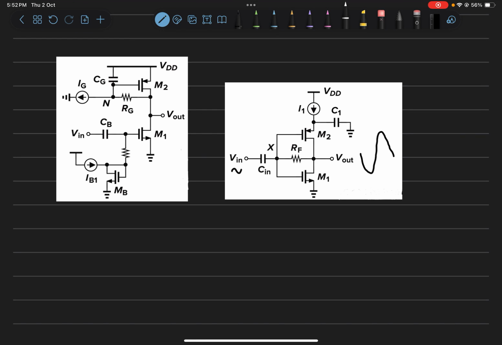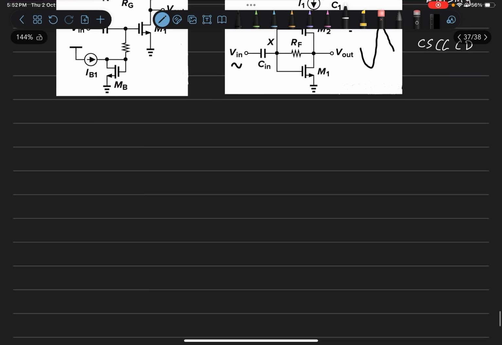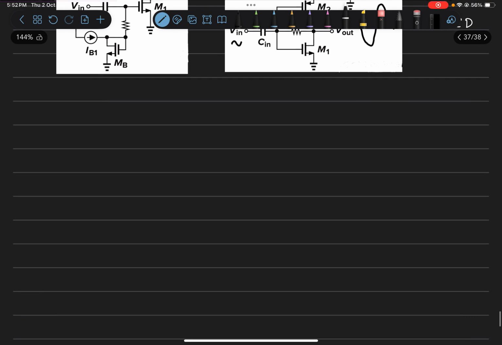Hello everyone. The topic of today's discussion is how do we bias the circuits that we see as amplifiers. Basically, all the CS, CG, CD, or op-amp based high gain circuits. How do we bias them? What is the general idea or issues or techniques that go in the context of biasing high gain circuits?